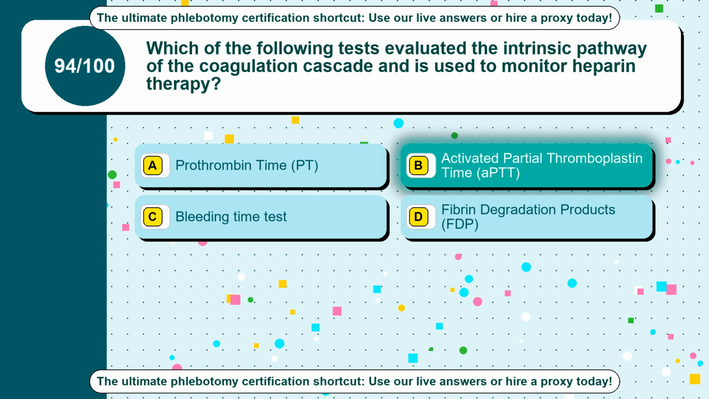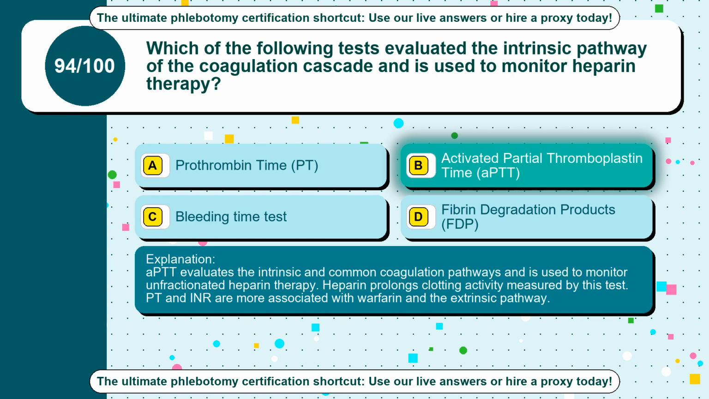The correct answer is option B, activated partial thromboplastin time, APTT. APTT evaluates the intrinsic and common coagulation pathways and is used to monitor unfractionated heparin therapy. Heparin prolongs clotting activity measured by this test. PT and INR are more associated with warfarin and the extrinsic pathway.